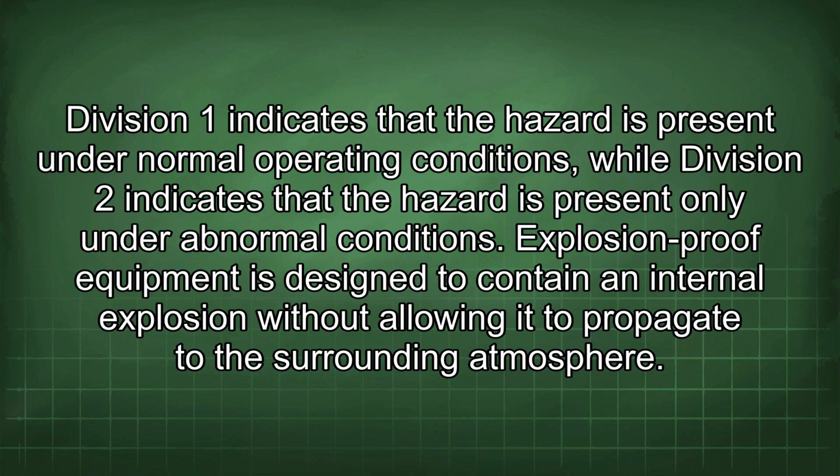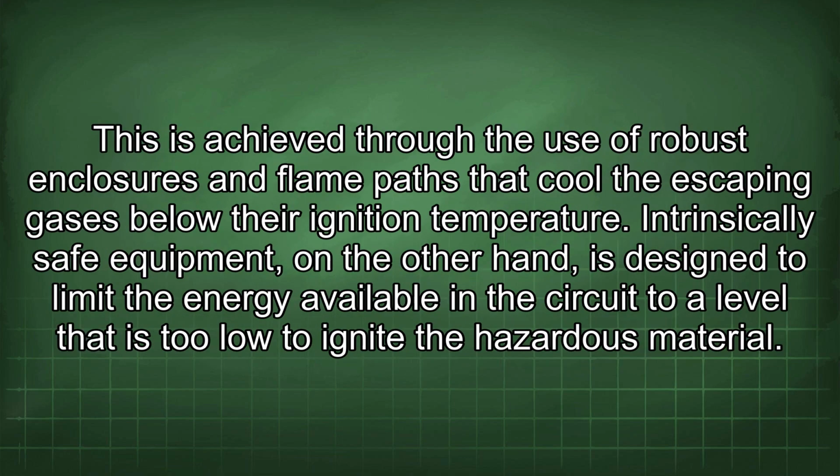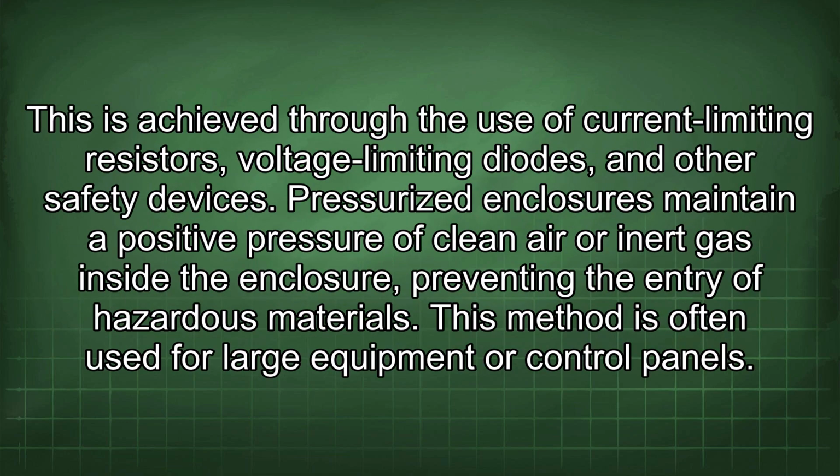Explosion-proof equipment is designed to contain an internal explosion without allowing it to propagate to the surrounding atmosphere. This is achieved through the use of robust enclosures and flame paths that cool the escaping gases below their ignition temperature. Intrinsically safe equipment, on the other hand, is designed to limit the energy available in the circuit to a level that is too low to ignite the hazardous material. This is achieved through the use of current-limiting resistors, voltage-limiting diodes, and other safety devices.